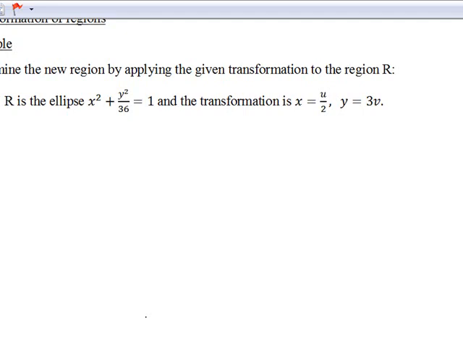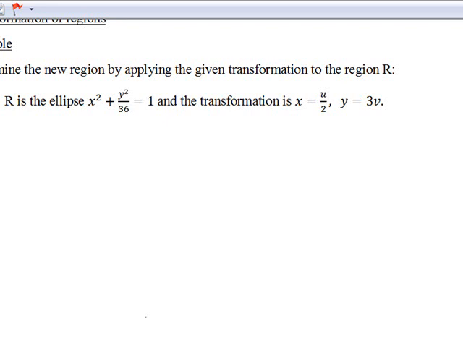So determine the new region by applying the given transformation to the region R. So what is R? It's an ellipse. X squared plus y squared over 36 equals 1. And the transformation that you are using is x equals u over 2 and y equals 3v. Now, if you had to integrate over an ellipse, that would be a little difficult to do. I mean, it can be done, but it would be difficult. But let's transform it using our transformation, our equations there, and see what we get.